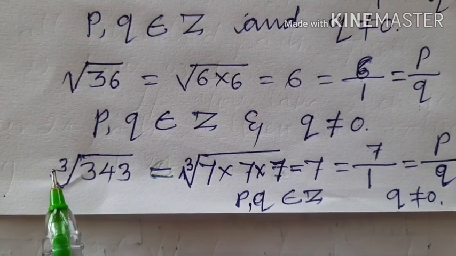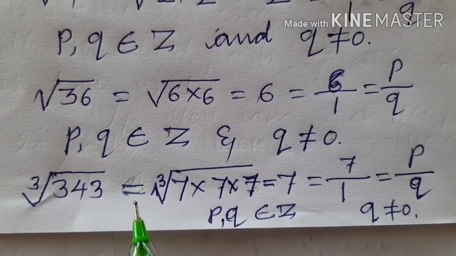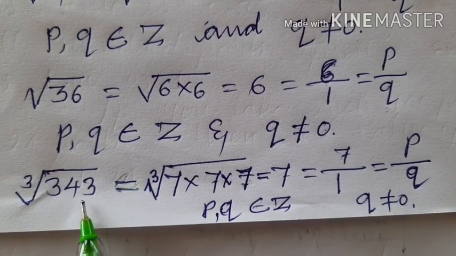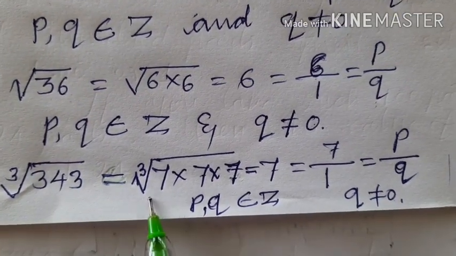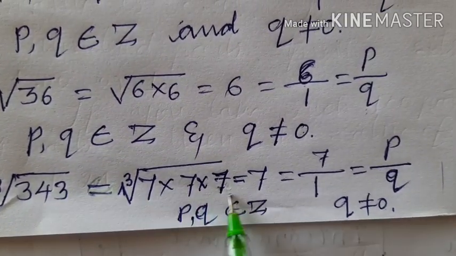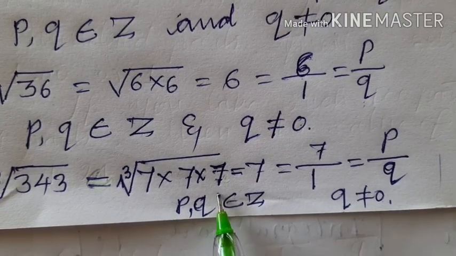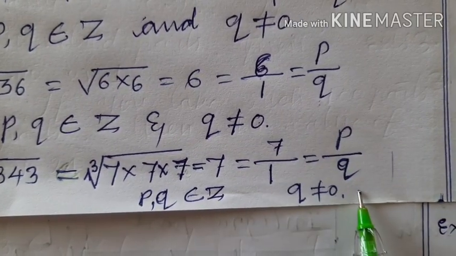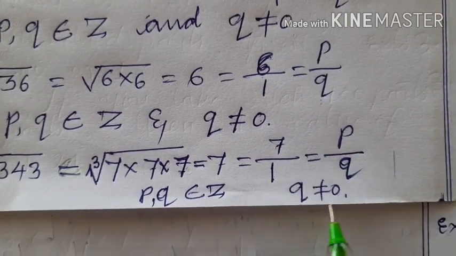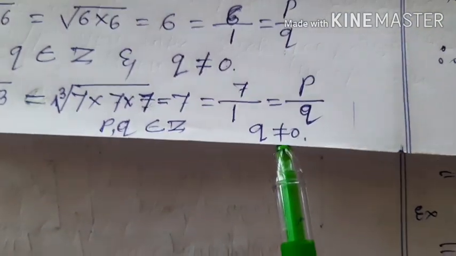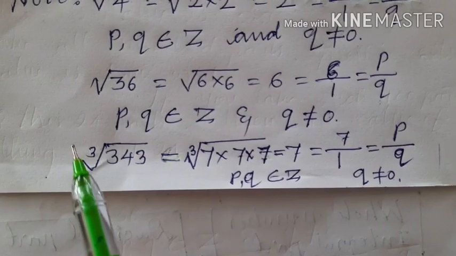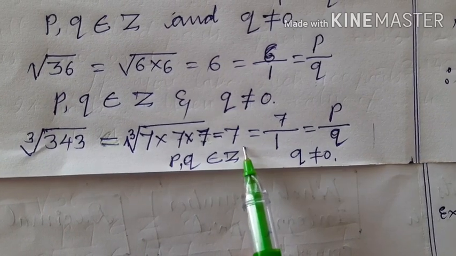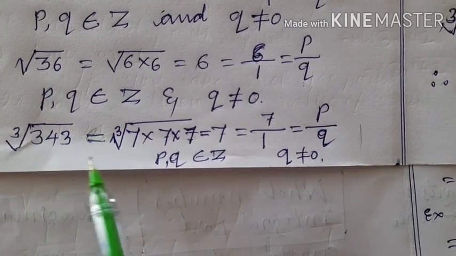Here it is cube root of 343, which is equal to cube root of 7 into 7 into 7. Here 343 is a perfect cube because it can be expressed as the product of 3 equal factors, 7 into 7 into 7. So one 7 comes out, and this 7 is equal to 7 upon 1, which is equal to p by q, where p and q are integers and q is not equal to 0. That is why it is a rational number. Therefore children, cube root of 343 is equal to 7, and it is a rational number, not an irrational number.